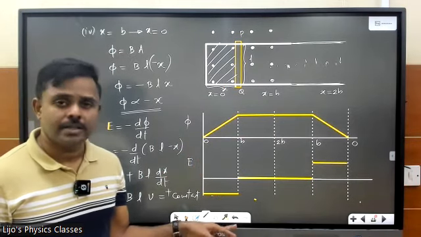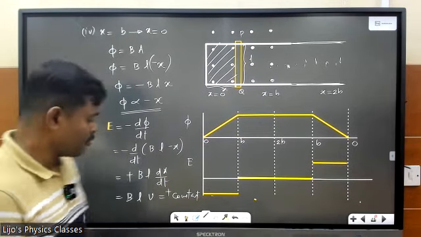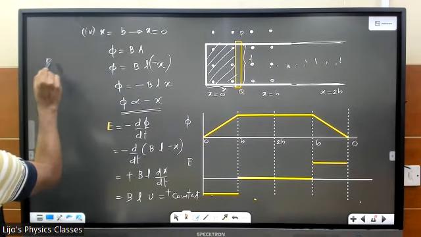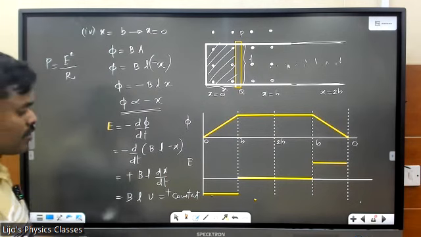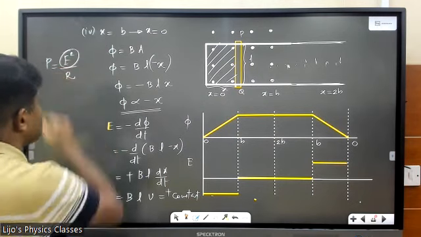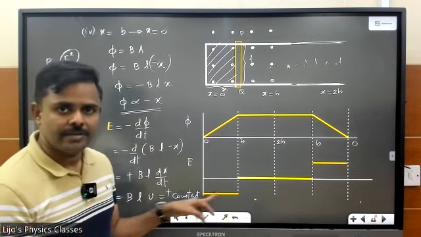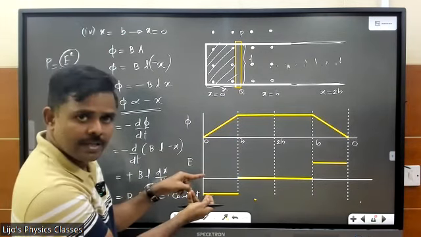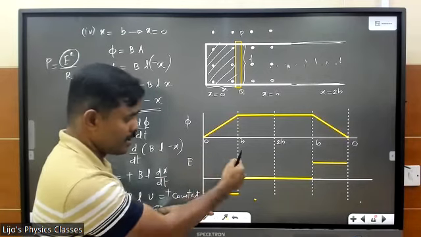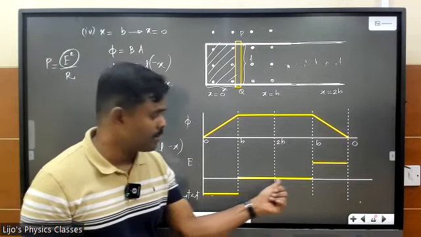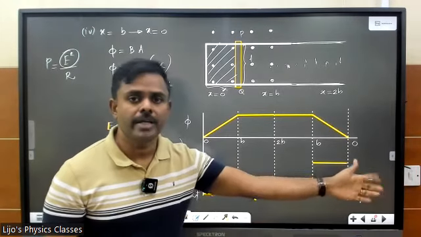You can even draw the graph for power. How do we get power? Power is given by E square divided by R. When you take the square of EMF, which is negative here, it becomes positive. So that will be in the positive quadrant. This will be 0 itself. That also will be positive.